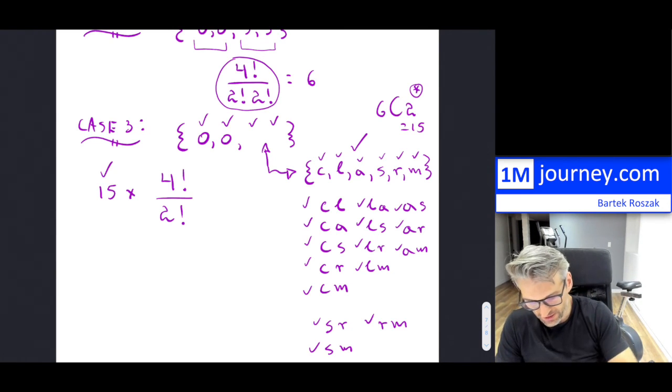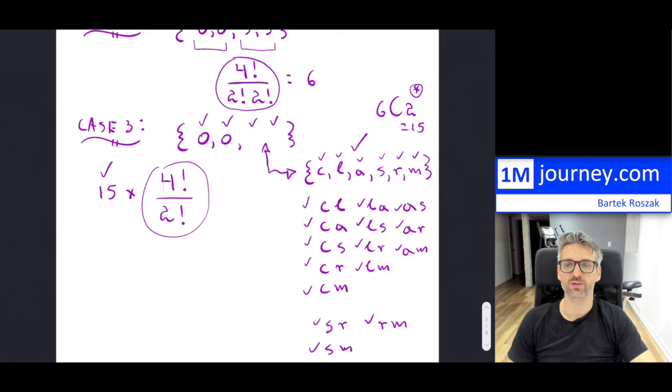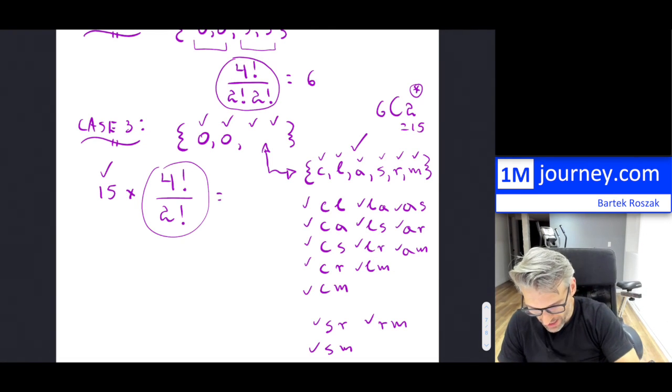So that's 15 different ways of choosing those 2 letters and then multiplied by how many times I can rearrange the O's with those 2 letters. So that would have been that. So that's 15 times 4 factorial, which is 24, divided by 2 factorial, so that's 15 times 12. Okay, so we would have that.